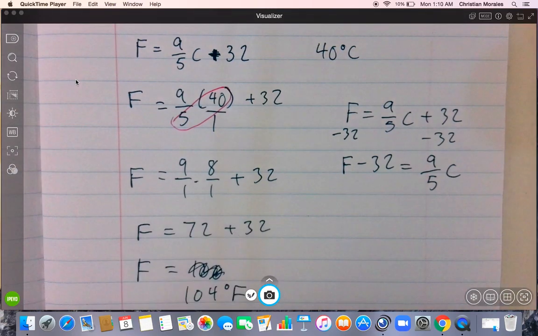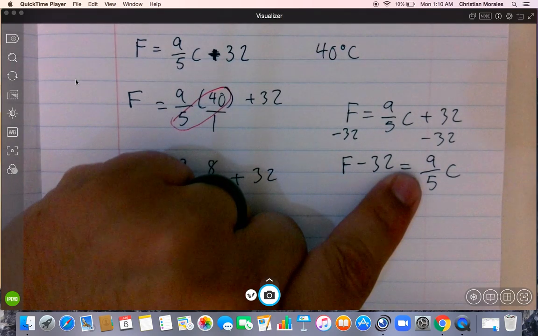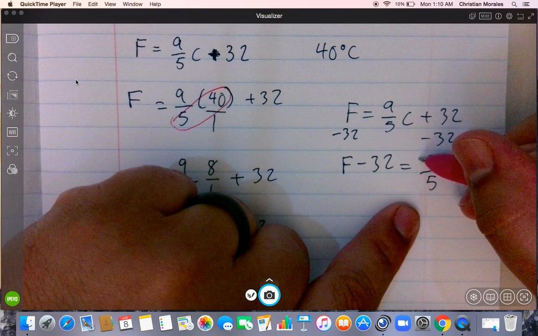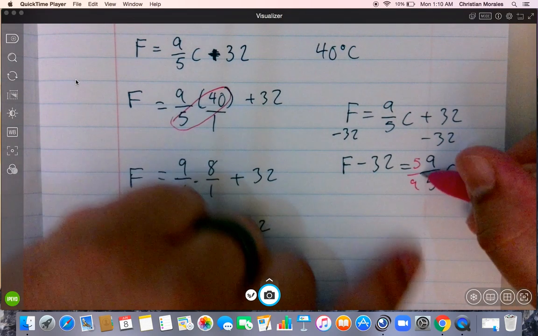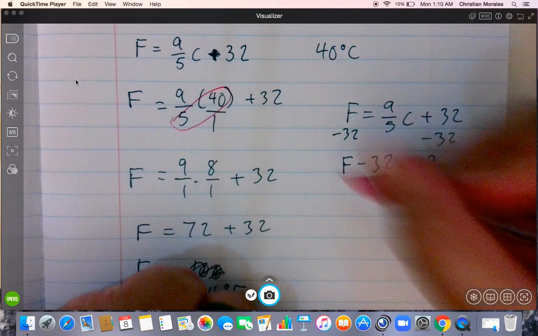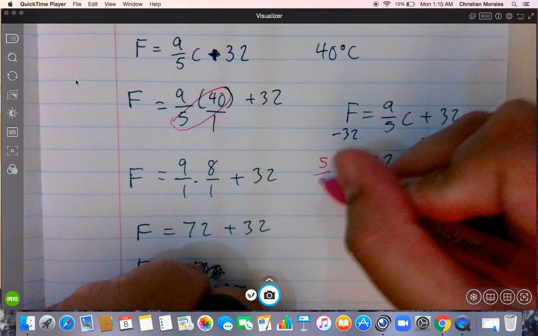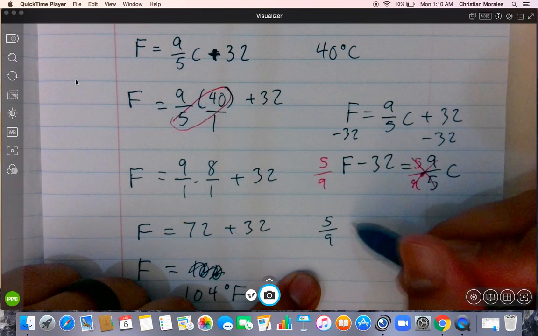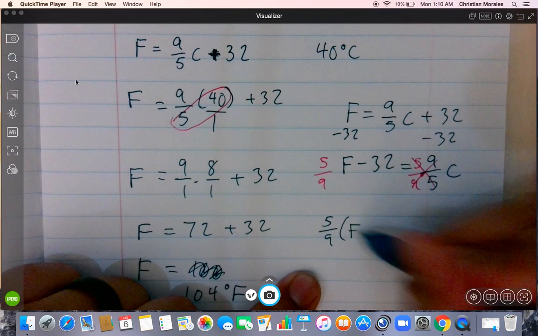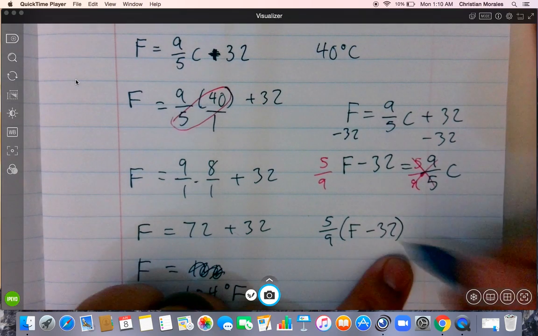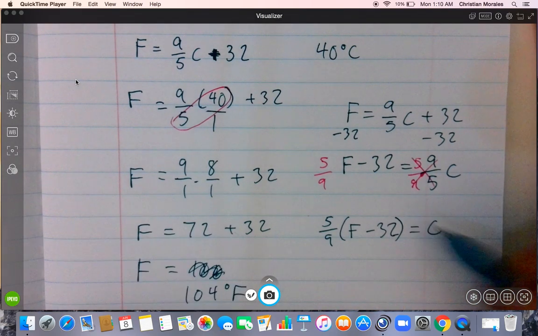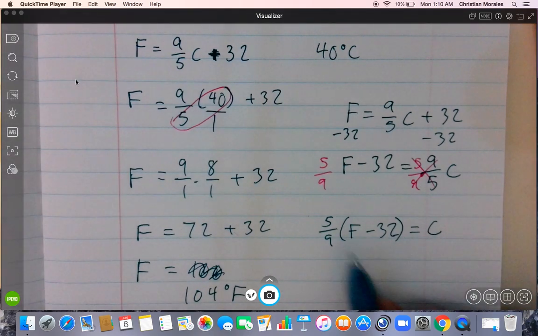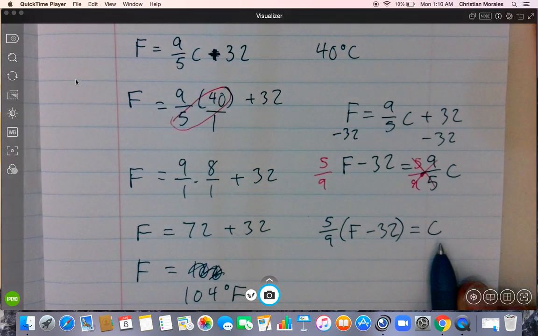Then I'd move the fraction using the reciprocal. So the reciprocal for 9/5 would be the opposite fraction, 5/9, right? That'll cancel it out, and whatever you do to one side, you do to the other. Okay, and so you would have 5/9 times Fahrenheit minus 32. Actually, I would leave it like this because I wouldn't want to distribute the fraction. But this would be a formula to solve for Celsius.